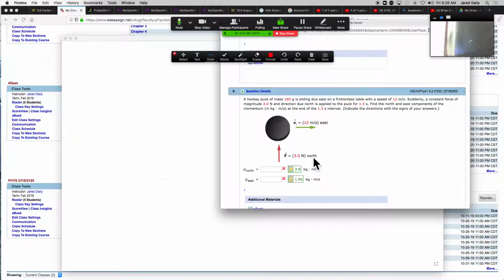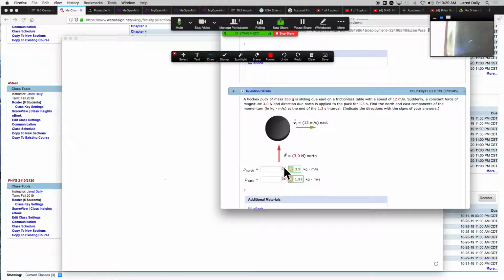And they want us to calculate the momentum east and the momentum north. Well, the momentum east is the same as it was. We can just calculate that right now. 12 meters per second times 160 grams, and you get 1.92 kilogram meters per second. Remember to convert that 160 grams into kilograms. But the momentum north is going to be equal to the change in momentum, because originally it has no momentum north, and we give it some momentum by applying this force and creating this impulse.